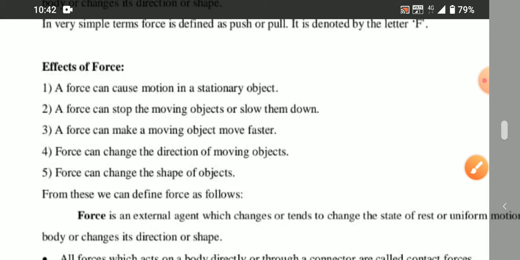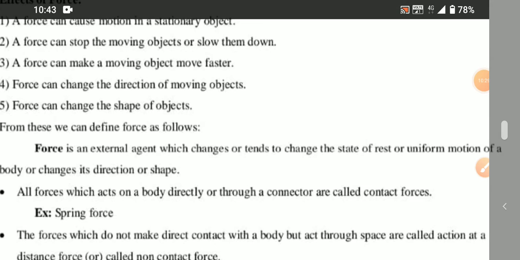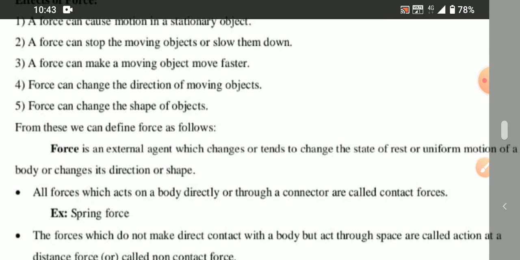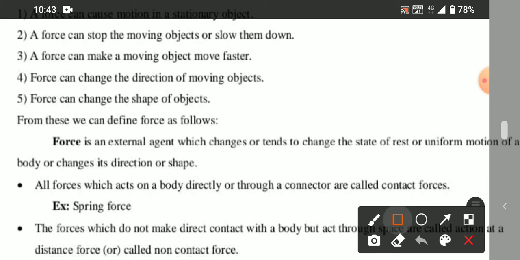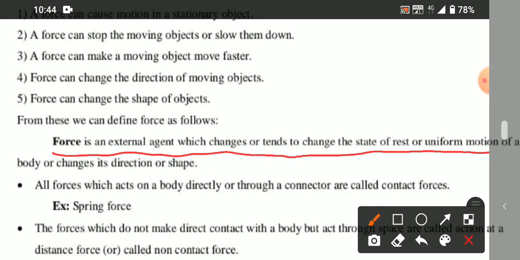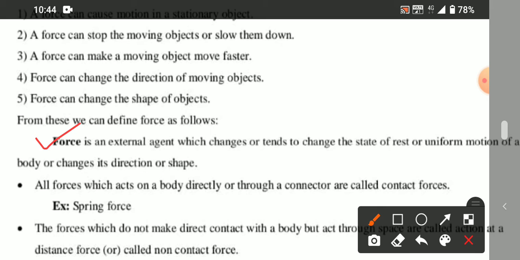Okay, we have completed effects of forces. So let us recapitulate the definition of force. Here is the definition: force is an external agent which changes or tends to change the state of rest or uniform motion of a body, or changes its direction or shape. Or otherwise, a force is a pull or push of an object. That also you can write.